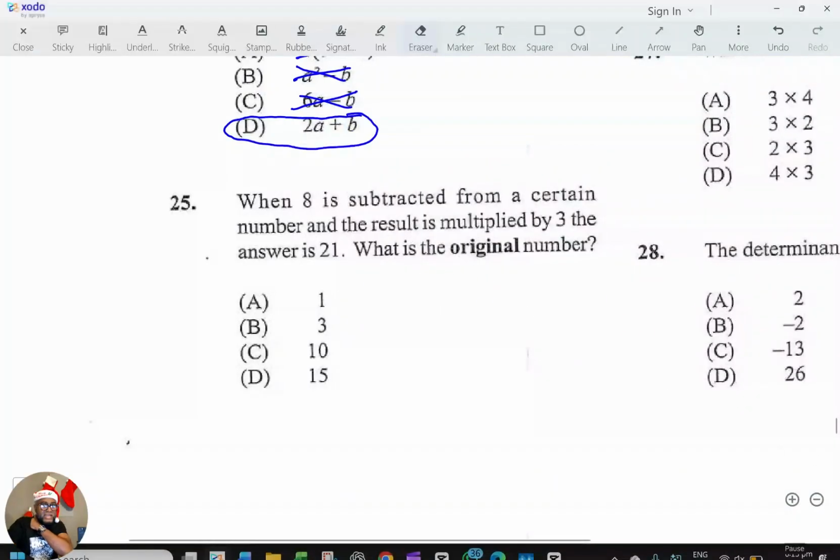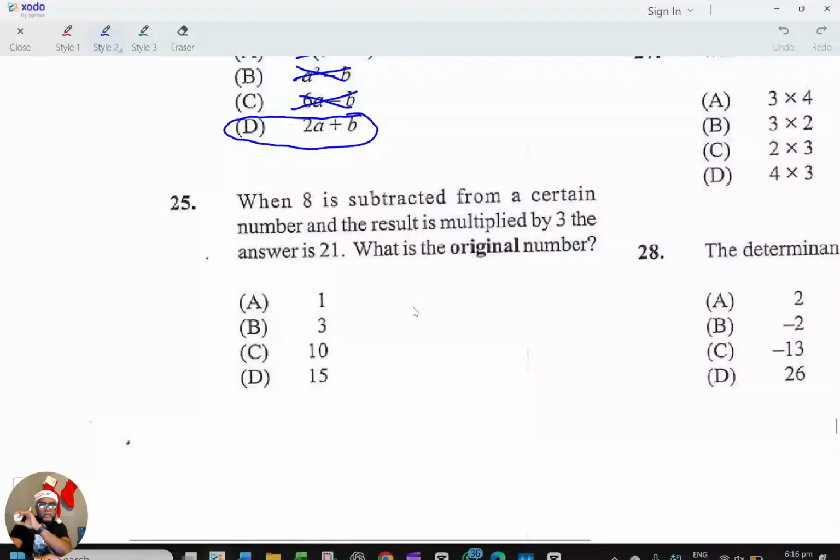30 seconds, because that's about how long you have to do these questions. 81 people on the live. Now, you know this, guys. For an equation, when 8 is subtracted from a certain number, call that certain number X, it'll be X minus 8. And then they say the result is multiplied by 3, not 2, sorry, and the answer is 21.